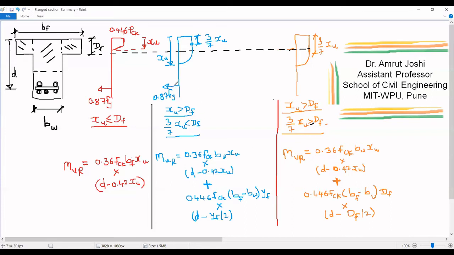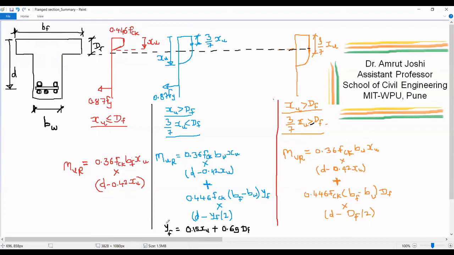Now let us come to the second case, where XU is no doubt greater than DF, but 3/7 XU is less than DF. So in this case, we are going to have non-uniform distribution of stress over the flange. In such a case, first of all, we find out YF, which is given as 0.15 XU plus 0.65 DF. Of course, this should be less than DF.